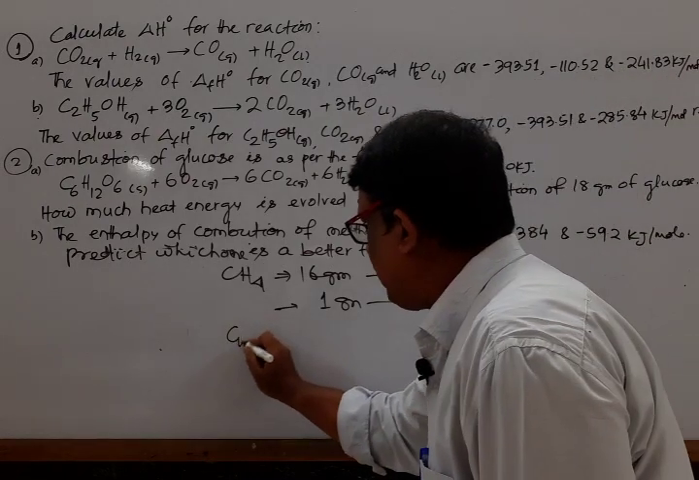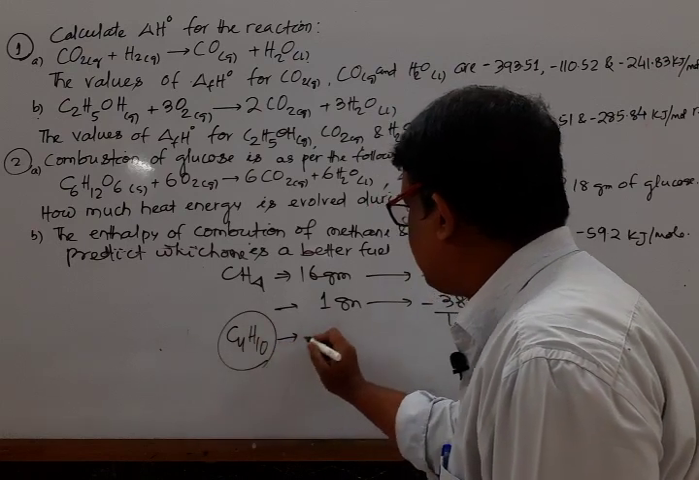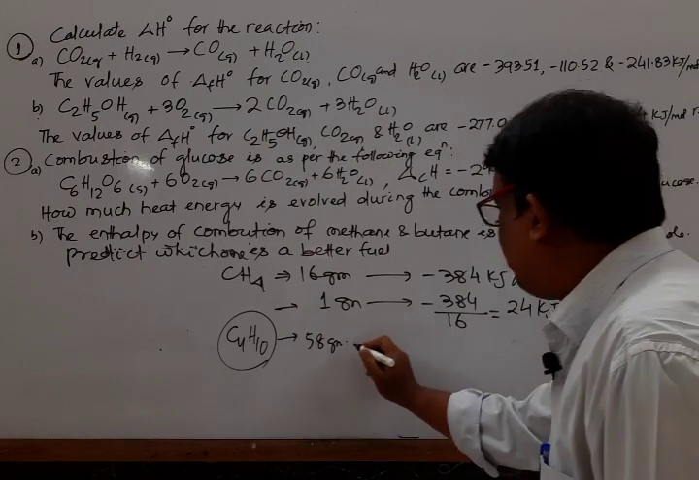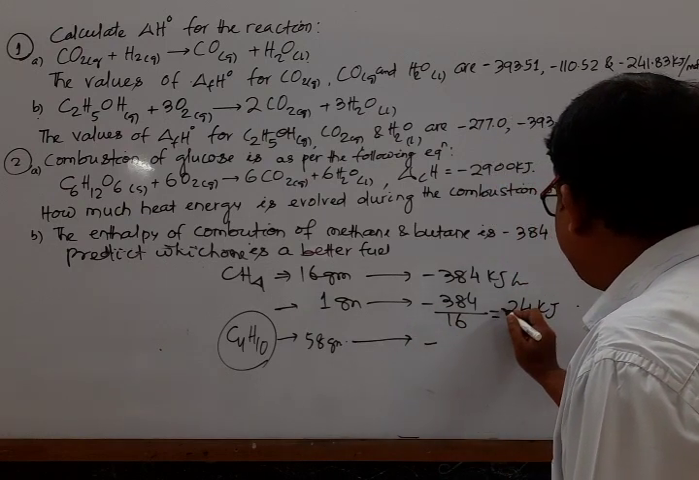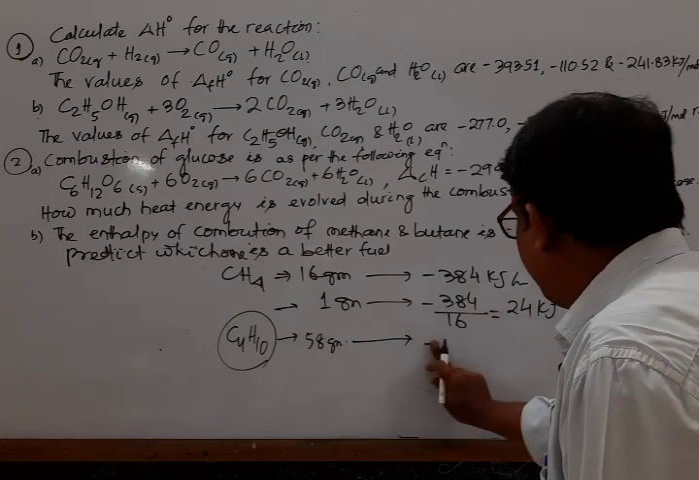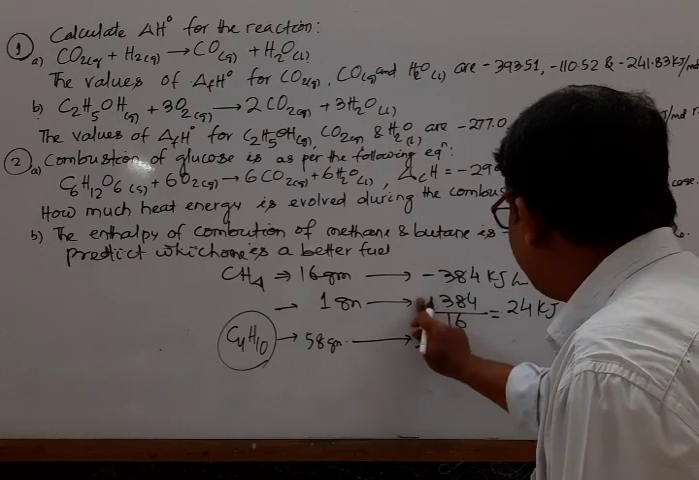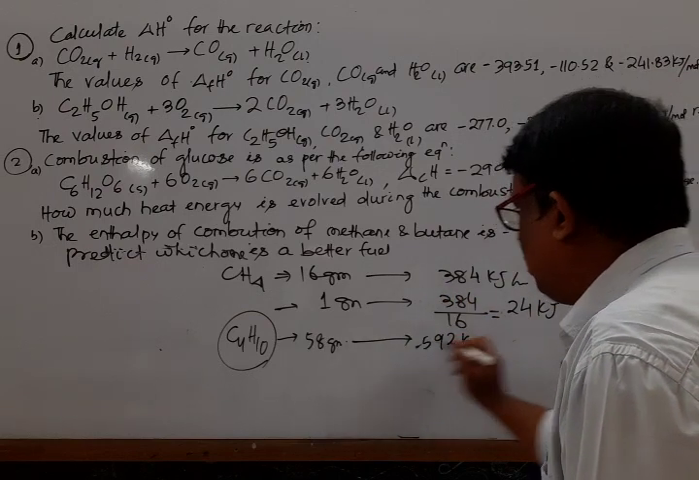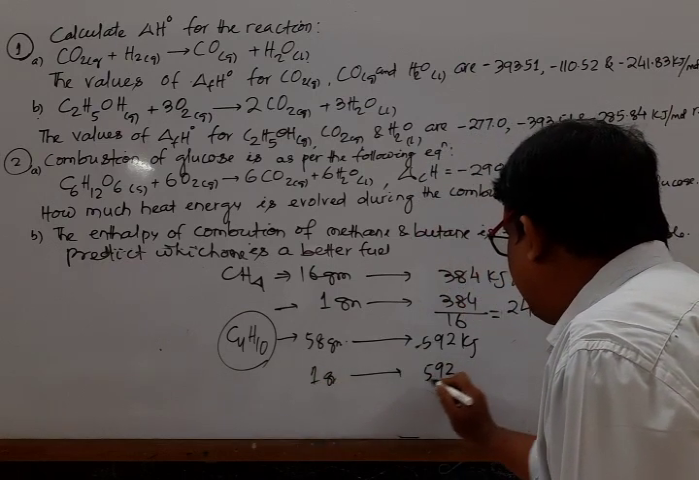Similarly, butane C4H10, 1 mole, that means 58 gram of butane, on combustion gives rise to what amount of heat evolved? The amount of heat evolved is equal to 592 kilojoule per 1 gram. The amount of heat evolved is 592.